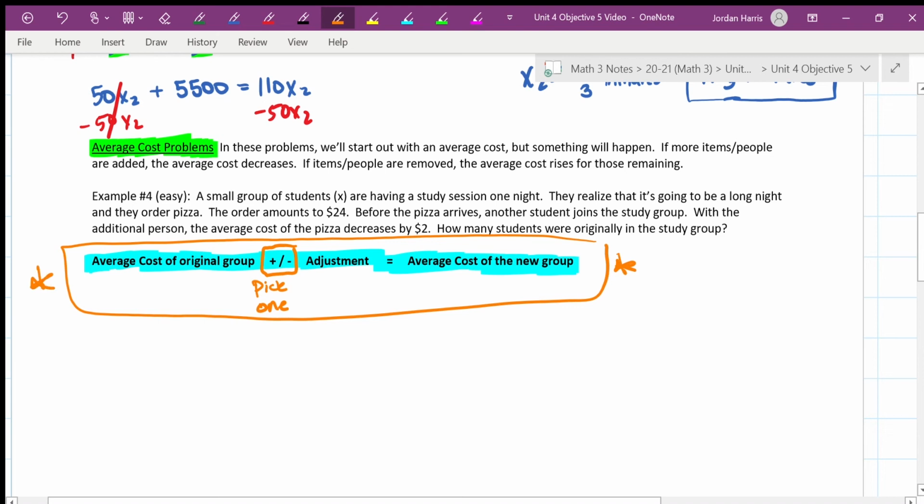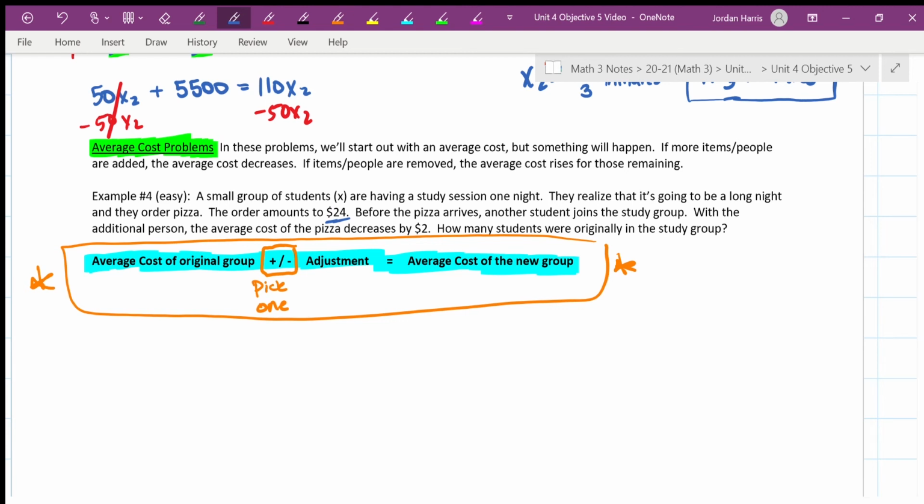Okay? So all these problems are going to be like this. So we're going to start with an easy one. It says a small group of students, X, they even define the variable for you, X, are having a study session one night. We don't know how many students are there yet. They realize it's going to be a long night and they order pizza. The order amounts to $24. That's a key thing. That is the total price.